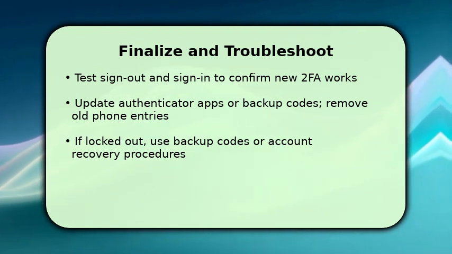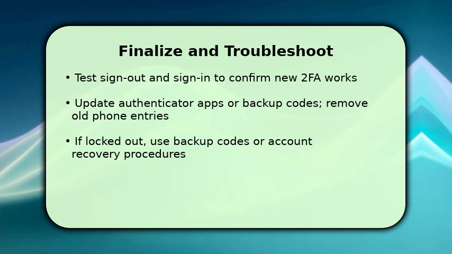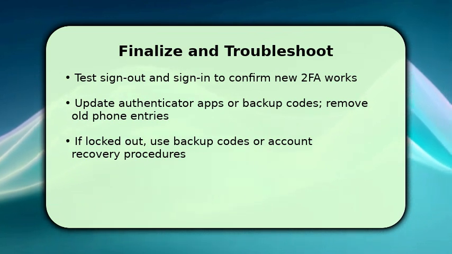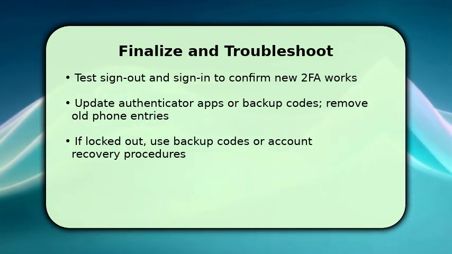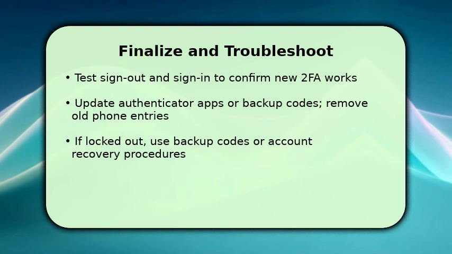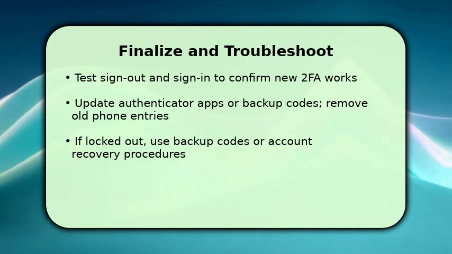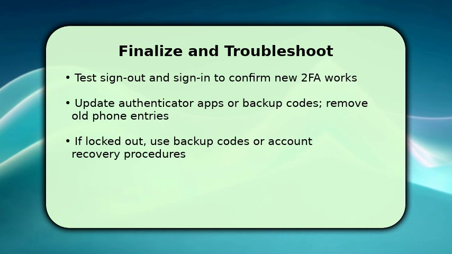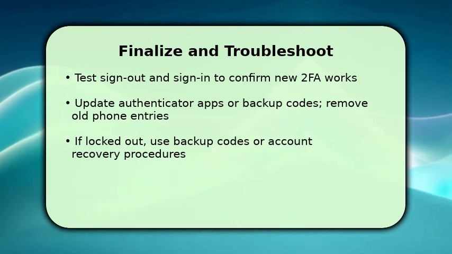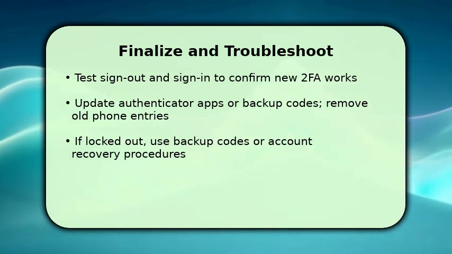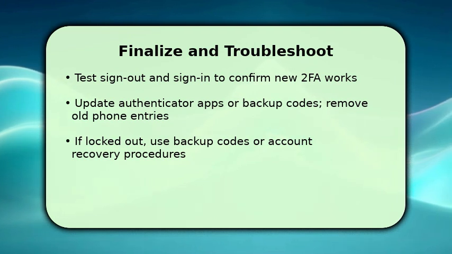Update any linked authenticator apps and save new backup codes to a secure place, then remove the old phone number from your account. If something goes wrong and you can't receive codes, use backup codes or start the provider's account recovery process. Contact support only if recovery fails. Keep your recovery email current to speed any remedial steps.